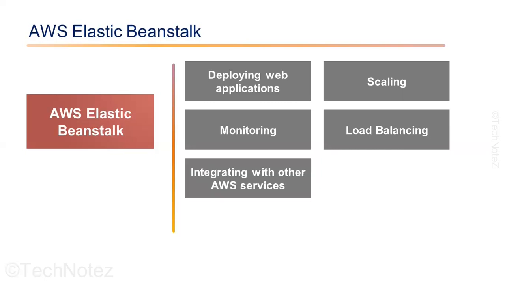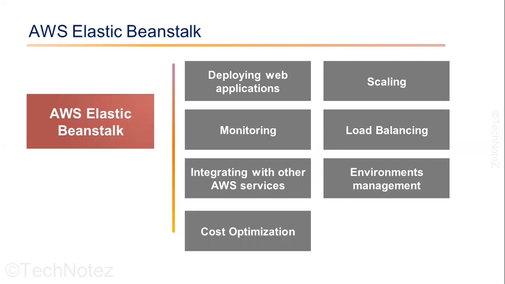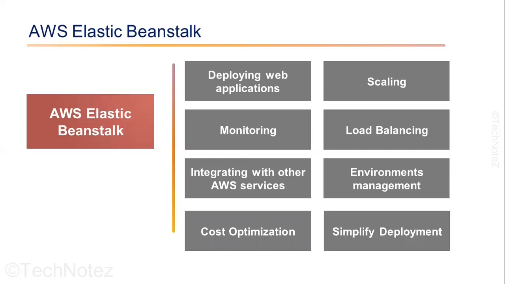Integrating with other AWS services. Elastic Beanstalk can be integrated with other AWS services such as Amazon RDS, Amazon S3, and Amazon SNS for additional functionality. Environment management. Elastic Beanstalk allows you to manage multiple versions of an application and deploy them to different environments like development, staging, and production. Cost optimization. Elastic Beanstalk automatically provisions the resources needed to run your application and allows you to optimize the cost by only paying for what you use. Simplify deployment. Elastic Beanstalk simplifies the deployment process by handling the underlying infrastructure and allows the developers to focus only on writing the code.